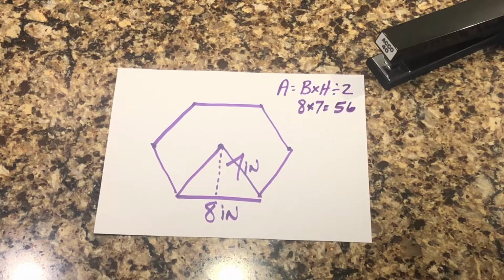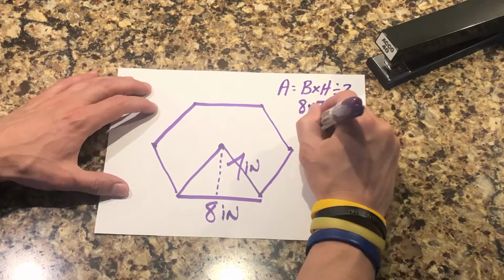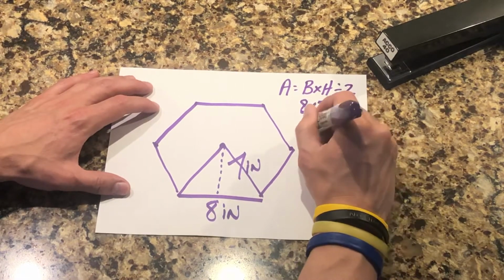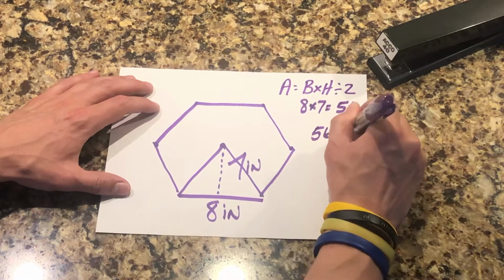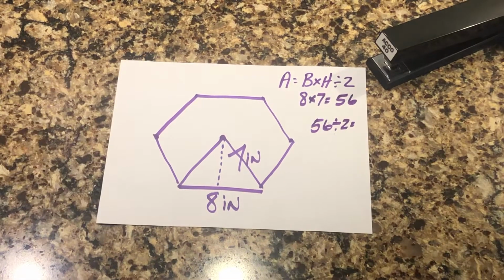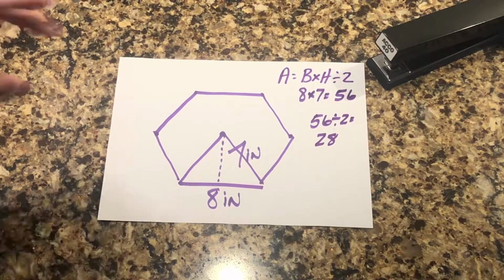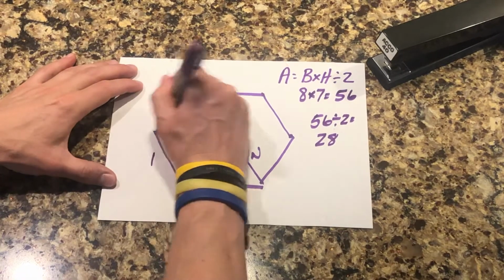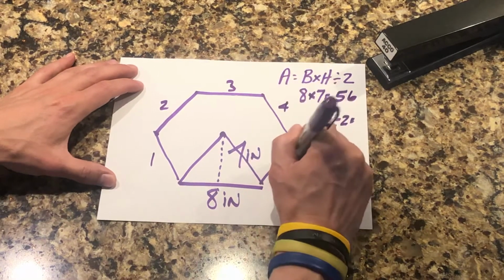And don't forget the part where you have to divide by 2. So 56 divided by 2 would come out to be 28. So that's the area of one triangle. So I'm counting up my sides. 1, 2, 3, 4, 5, 6 sides to a hexagon.